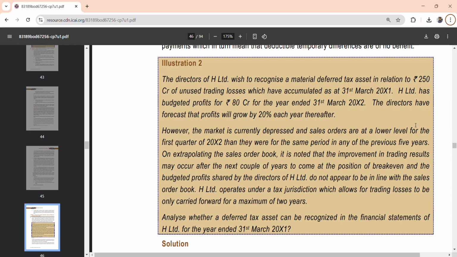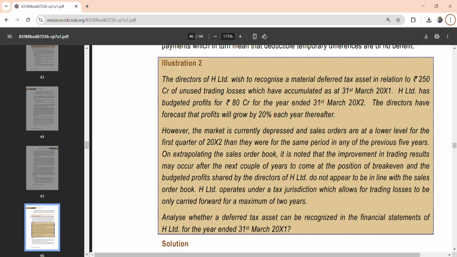The directors of H Limited wish to recognize a material deferred tax asset in relation to 250 crores of unused trading losses which have accumulated as of 31st March 2021. H Limited has budgeted profits for 80 crores for the year ended 31st March 2022. The directors have forecast that profits will grow by 20% each year thereafter.